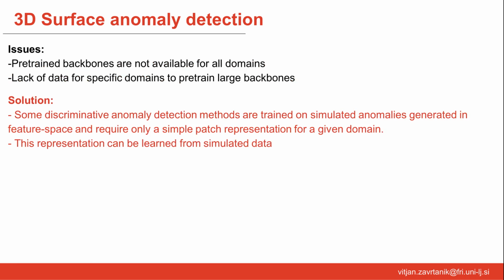Some discriminative anomaly detection methods are trained on simulated anomalies and require only a simple patch representation for a given domain, which can be learned by a vector quantized autoencoder. This representation can be learned from simulated data.